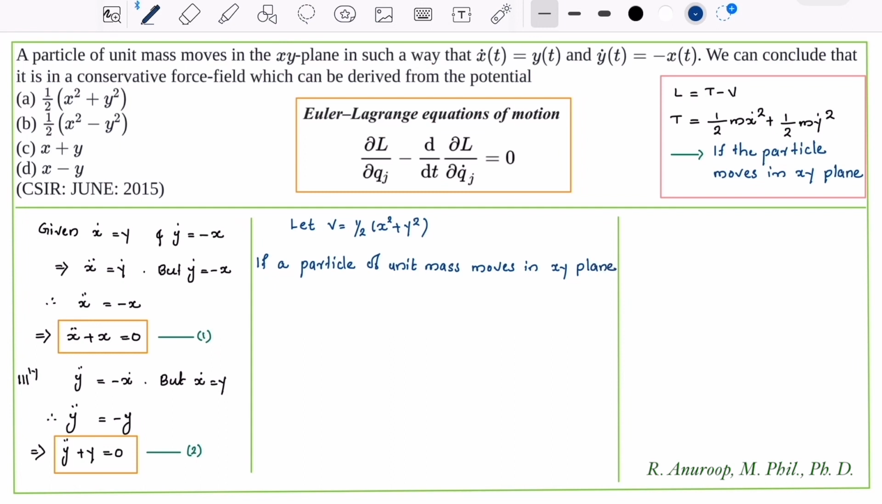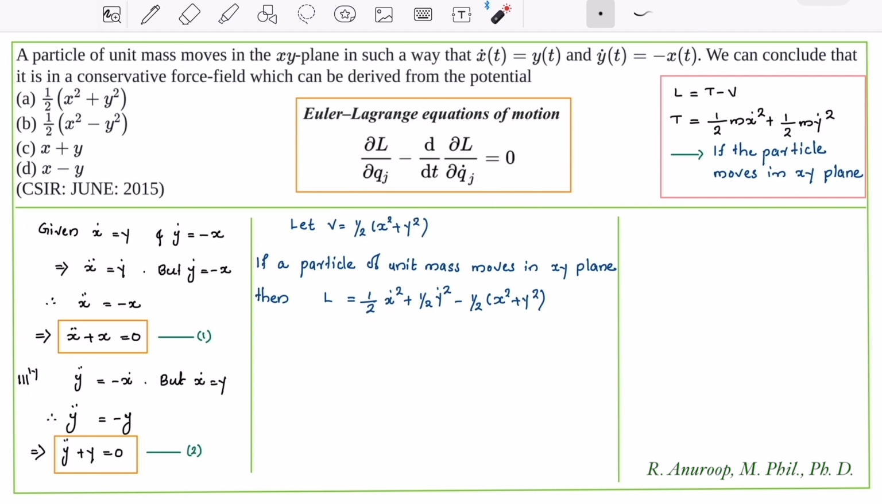Now, if a particle of unit mass moves in the xy plane, then the kinetic energy T is half x dot square plus half y dot square. Therefore, the Lagrangian L is equal to half x dot square plus half y dot square minus the assumed potential half x square plus y square.